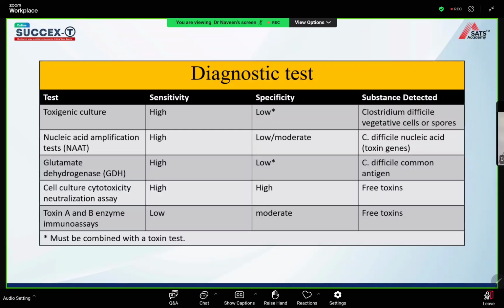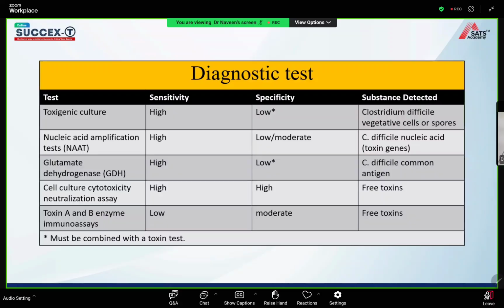Among these tests, what you have to remember is most of the tests are sensitive tests. You can see in the slides, high sensitivity tests are the first four, whereas the highly specific test is the toxin assay. So whenever you do a diagnostic test for Clostridium difficile infection, you should always combine a sensitive test with a specific test. So it should always be either NAT with a toxin or GDH with a toxin.